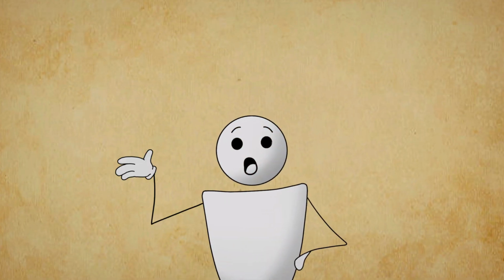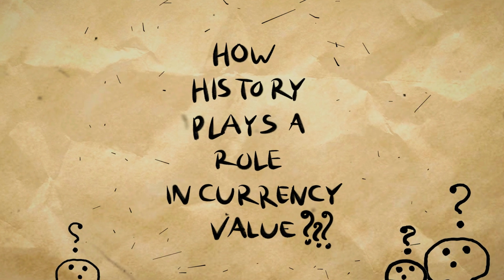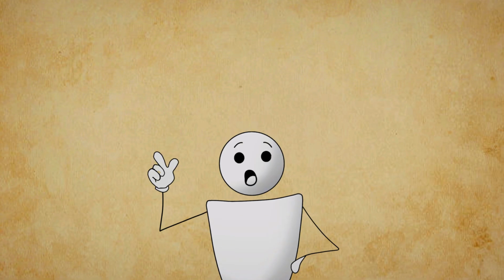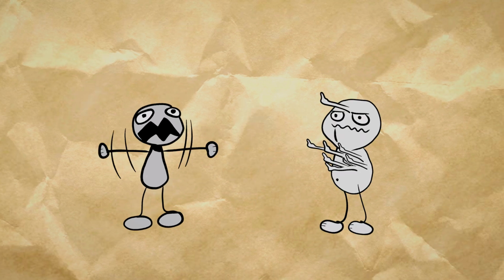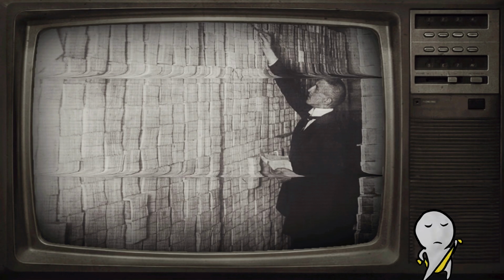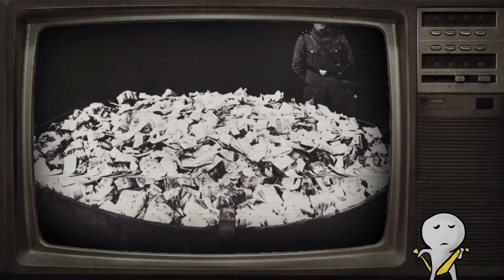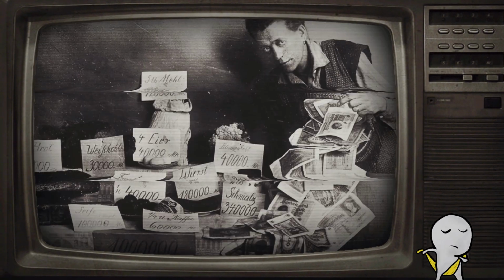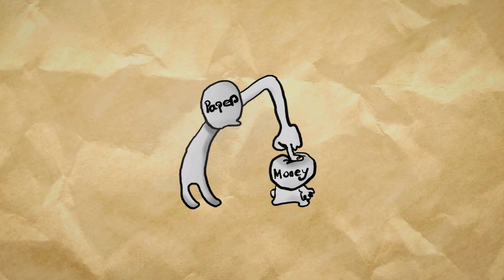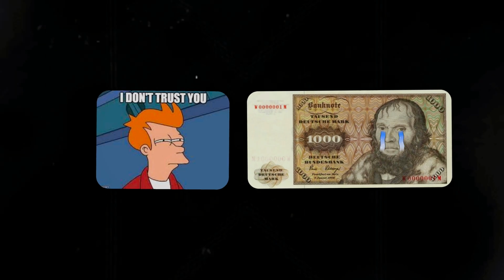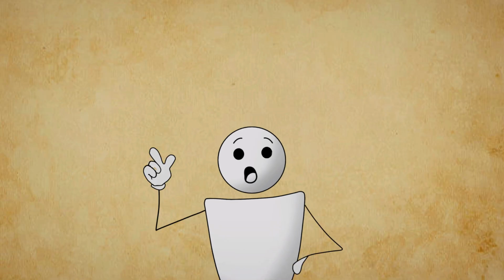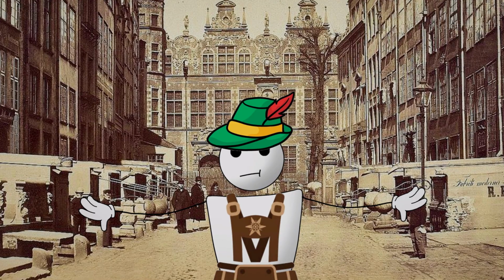Now, the next question is, how does history play a role in currency value? Think of a country's currency like someone's reputation. If you have been reliable for years, people trust you. But if you have messed up badly, that story sticks and everyone remembers. For example, Germany once printed so much money that people needed a wheelbarrow of cash just to buy bread. Seriously, the money was worth less than the paper it was printed on. Nobody trusted its value. After that, Germany learned its lesson. Never go on a money printing game again.